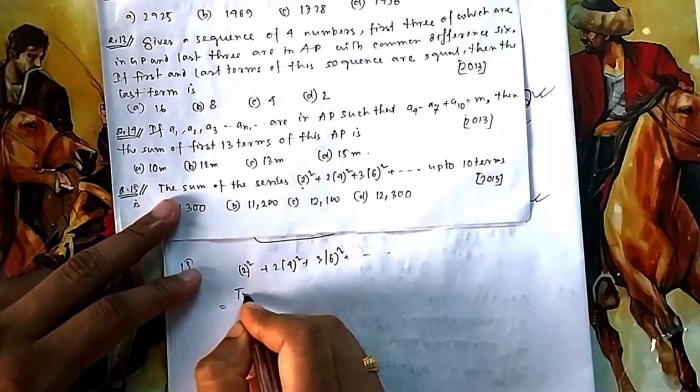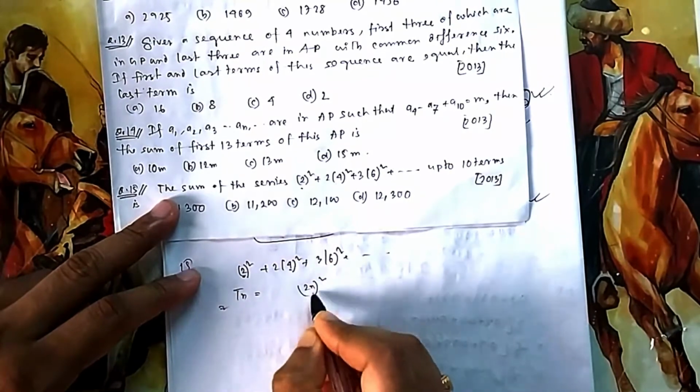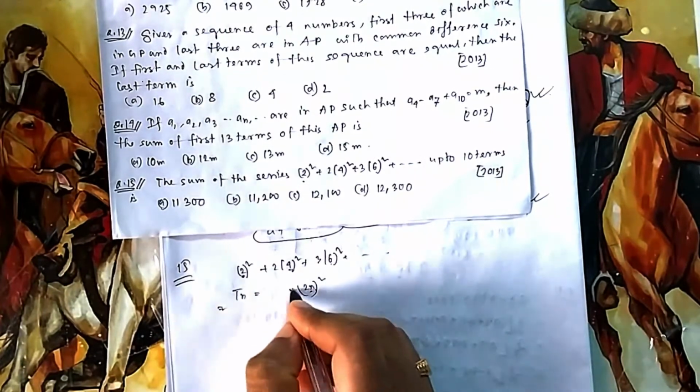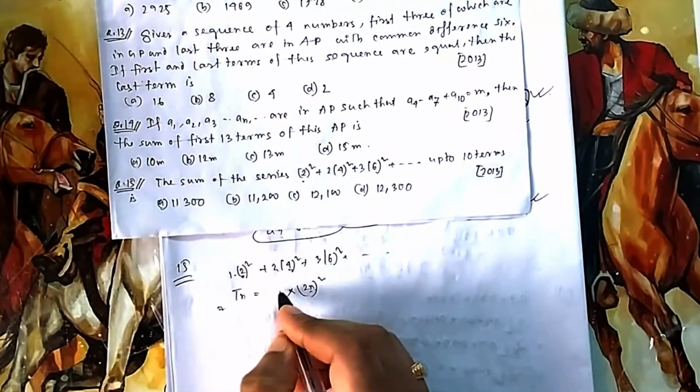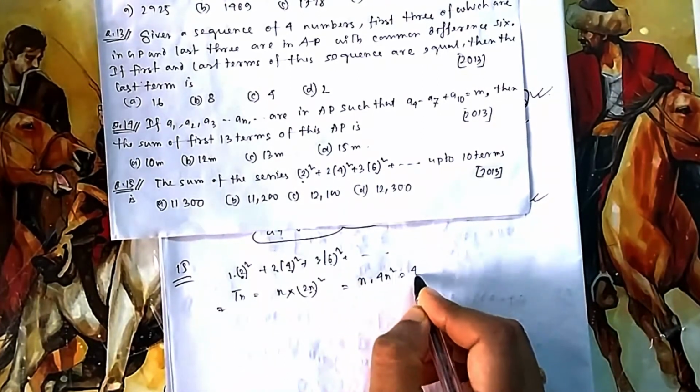What will be its Tn, the nth term? This is your 2n, that is fixed. You can see if you put n equal to 1, 2 square, n equal to 2, then it is 4 square, n equal to 3, it is 6 square. And this is 1 into 2 into 3, that is n into this one, which is nothing but n into 4n square, which is nothing but 4n cube.